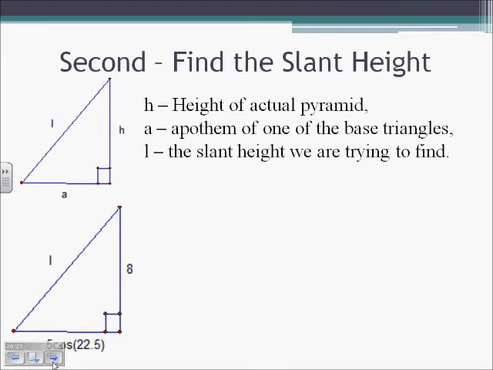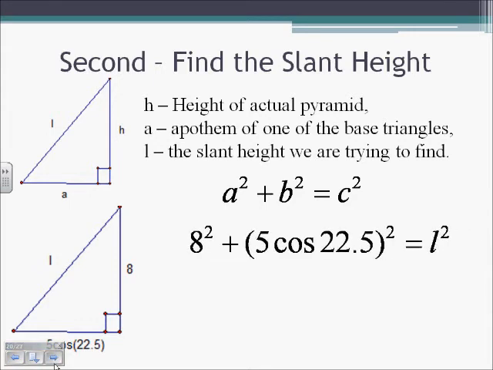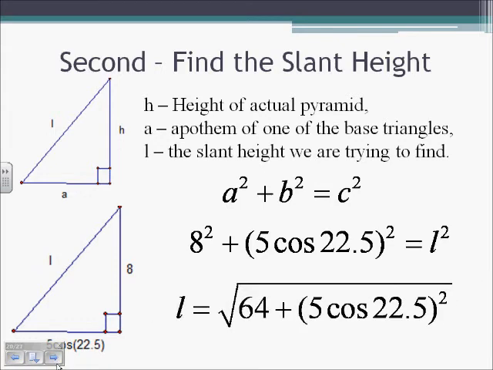So we know our apothem is 5 cosine of 22.5. So if we square that and we square our actual height of 8, we're going to get our slant height. So our slant height is going to equal the square root of 64 plus 5 times the cosine of 22.5 squared. Again, remembering to square all of our 5 cosine of 22.5, not just one of the parts.